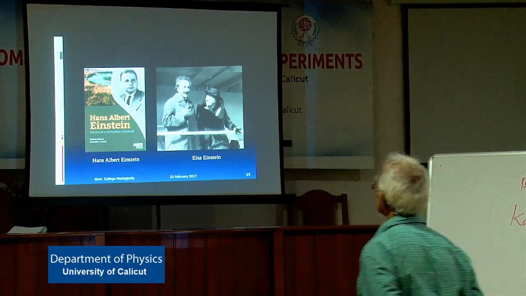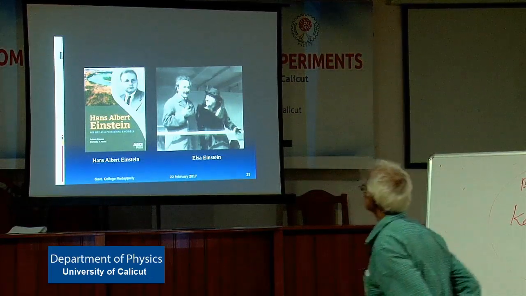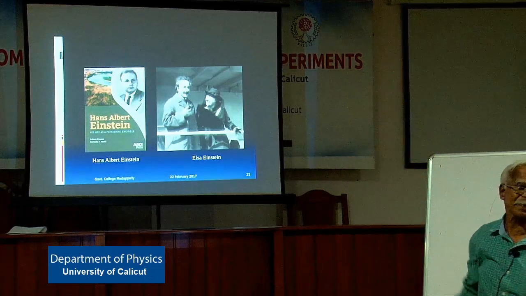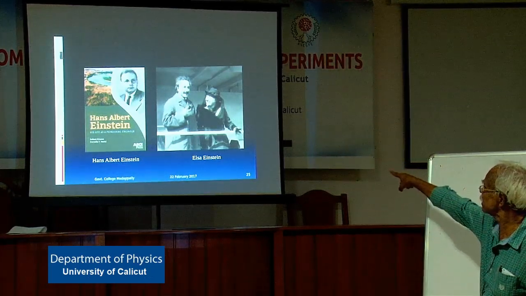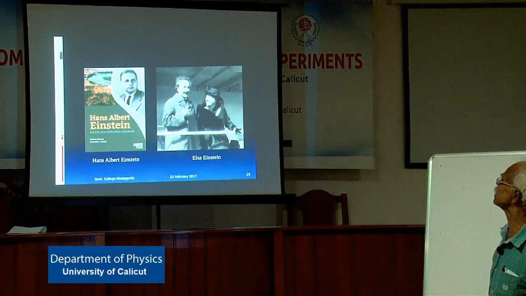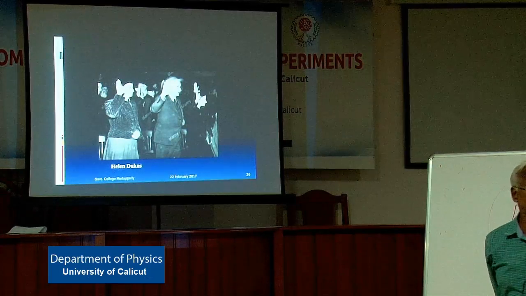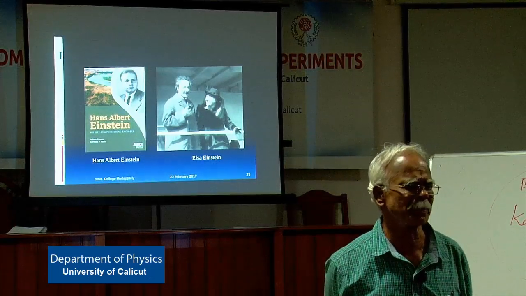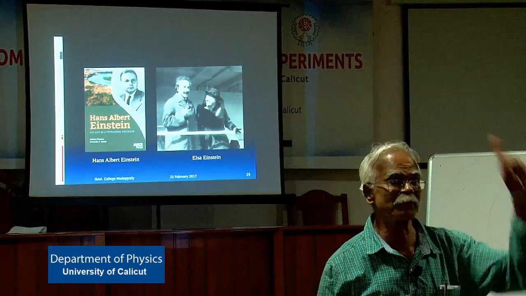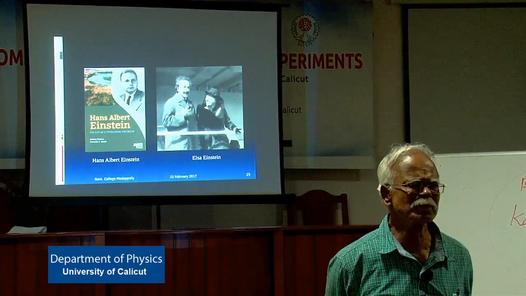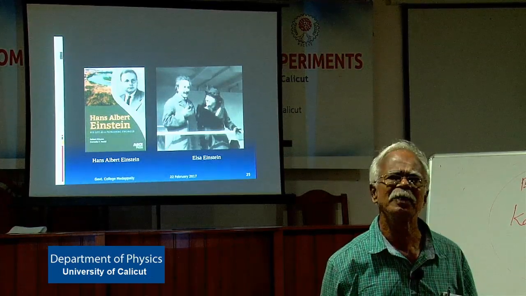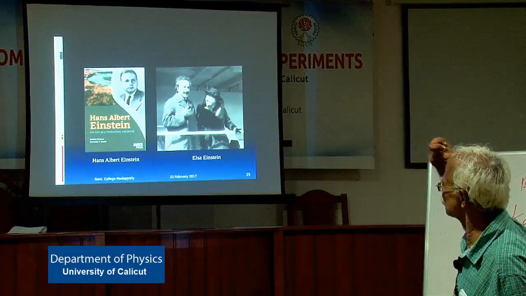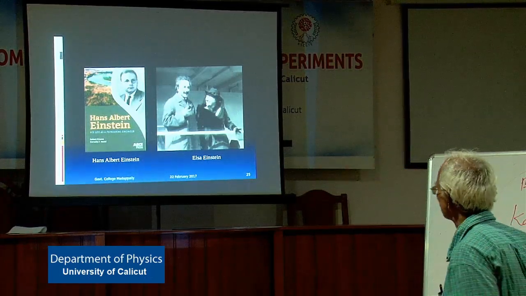Hans Albert Einstein, Elsa, that is Einstein's second wife. After Mileva Maric and Einstein got divorced, his second cousin, Elsa Einstein, married him. Hans Albert Einstein is the son of Einstein. Einstein had two sons, one was a bit mentally unwell. The eldest son was a professor of civil engineering in California. The second one, even though he was so artistically talented, had a mental problem or something. Hans Albert, I don't know whether he is the first son or the younger one, I don't know.